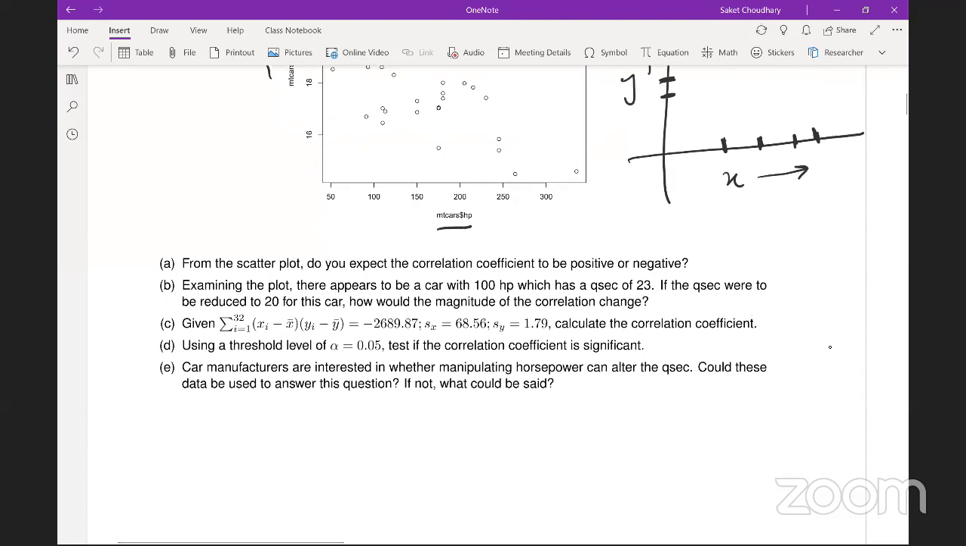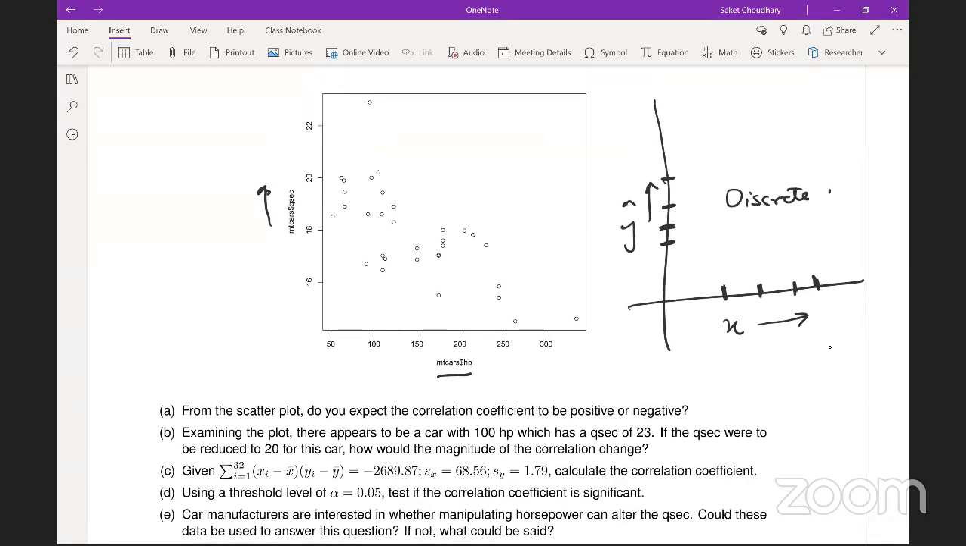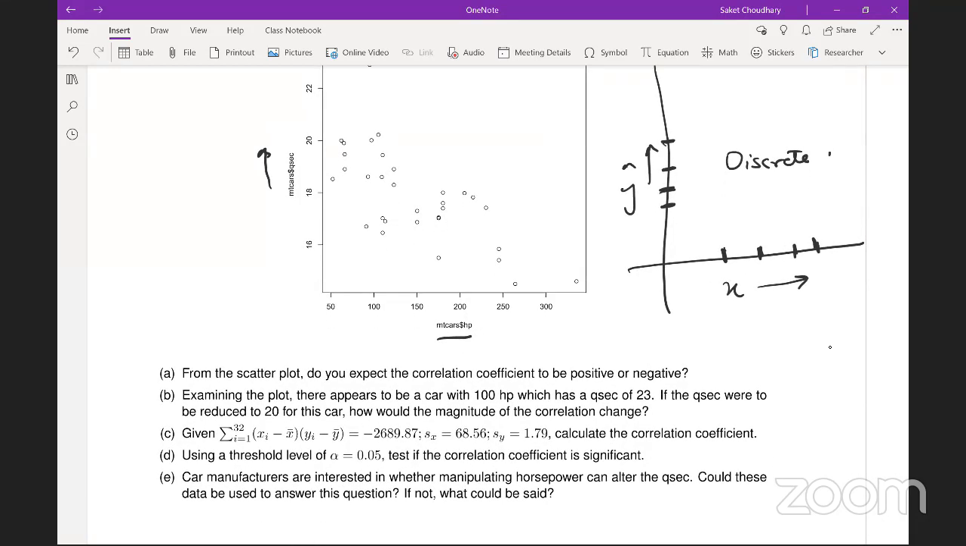So the first problem: given the scatter plot, do you expect the correlation coefficient to be positive or negative? Anyone want to take a hit at this problem? What do you think is the direction of correlation?